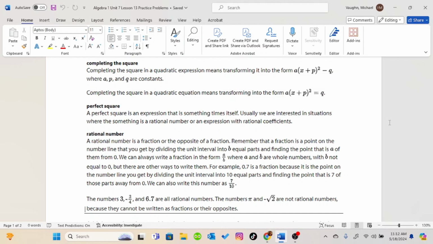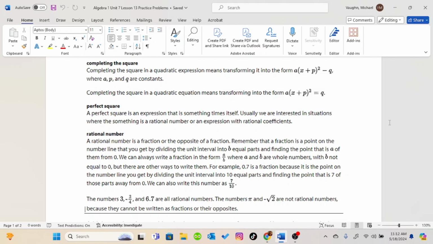A perfect square is an expression that is something times itself. Usually, we are interested in situations where the something is a rational number or an expression with rational coefficients. And the third vocabulary term is rational number. A rational number is a fraction or the opposite of a fraction.